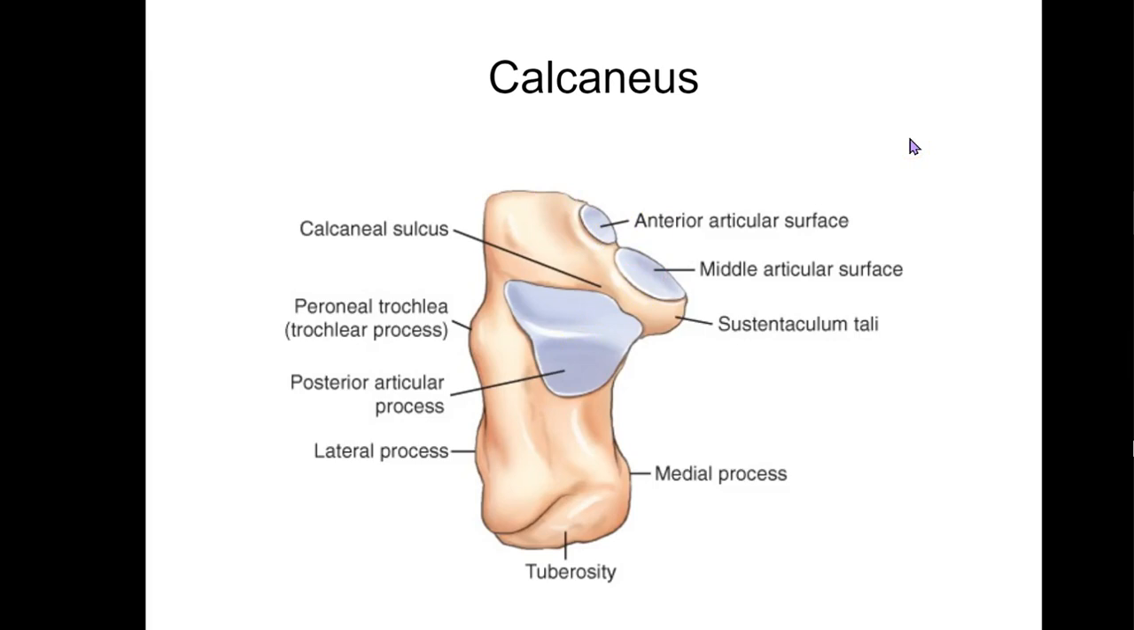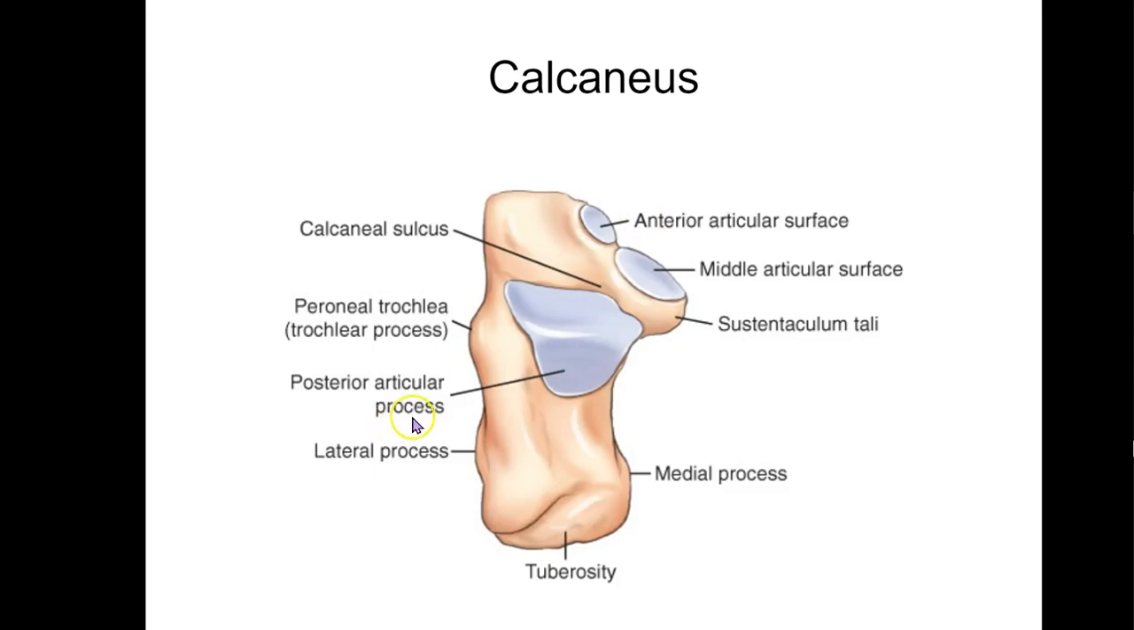Where the calcaneus articulates with the talus actually forms a joint, and we call that the talocalcaneal joint or the subtalar joint. So subtalar meaning below the talus, and of course talocalcaneal refers to the names of the bones that make up the joint. So notice where the talus articulates with the calcaneus, there are 3 surfaces. And I want you to know these names.